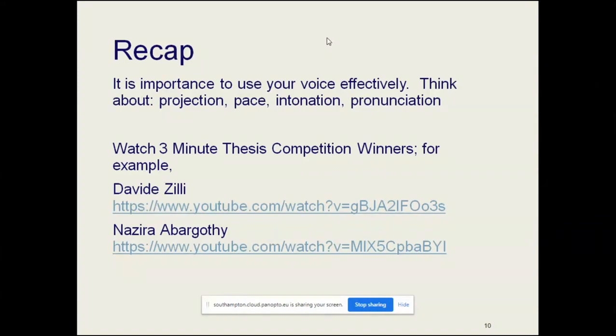Think about, do you sound excited about your own research? Does your voice project excitement? And are you using pausing effectively?